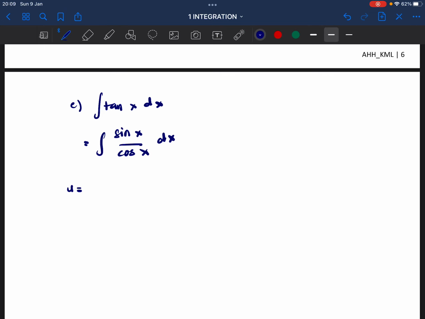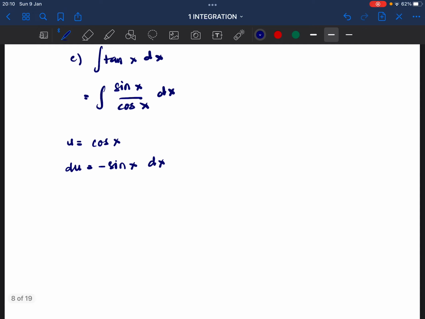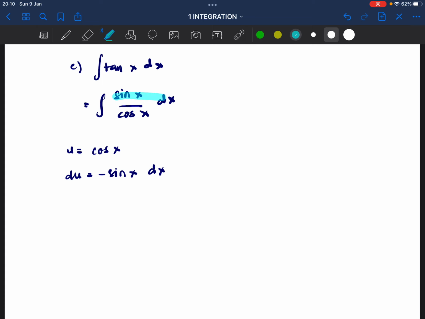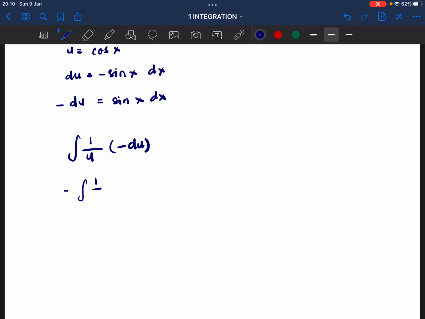So you are going to choose u equals cos x, and then we will differentiate this. You'll get negative sine x dx. So here is what you want to change, sine x dx. We move the negative to the left hand side, so that will be negative du equals sine x dx. So the blue part we can change into negative du. So you will get 1 over cos x, your cos x is u, and here is negative du. So just integrate this, negative 1 over u du.